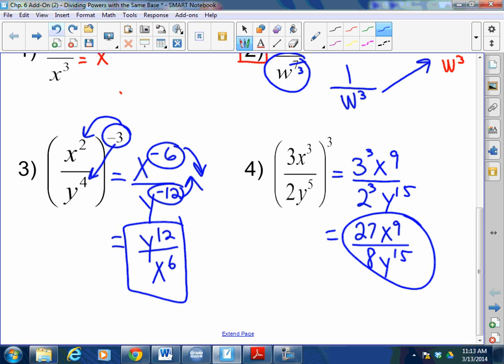I cannot reduce anything from 27 and 8. X and y are not the same base. I'm done. Sir, what's 2 cubed? 2 times 2 times 2 is 8. Yes, it is. 2 cubed is 8. 2 times 2 is 4 times 2 is 8. Does that make sense, brothers? Thank you for your honesty, kid. Takes guts. May I continue?